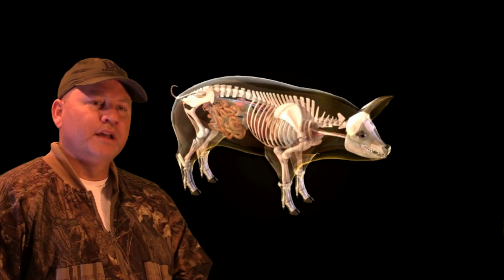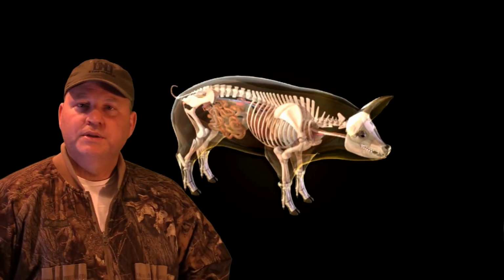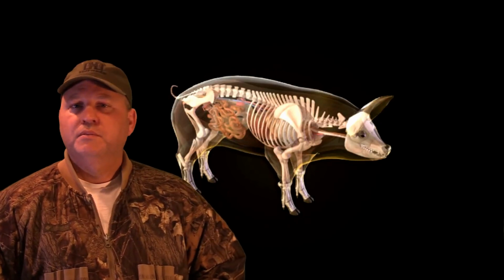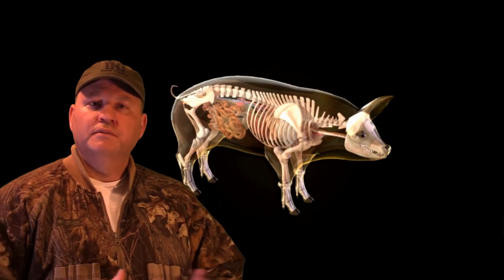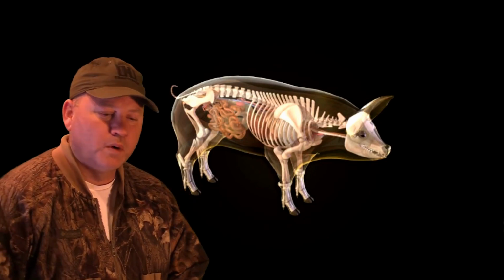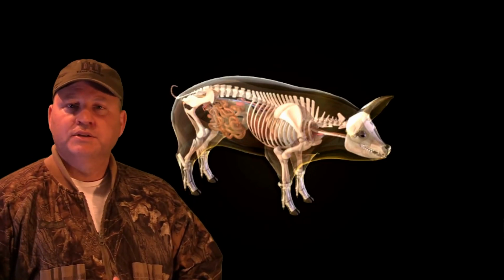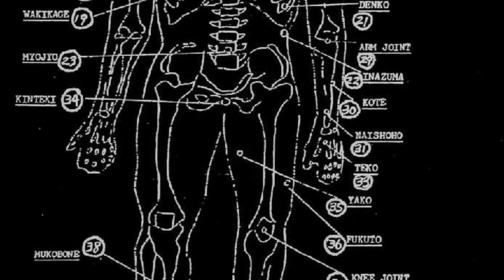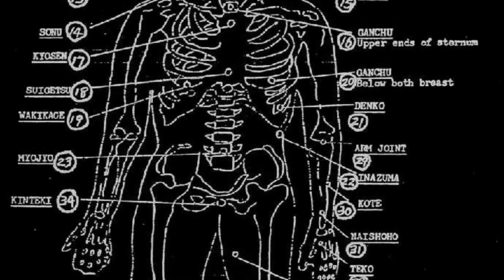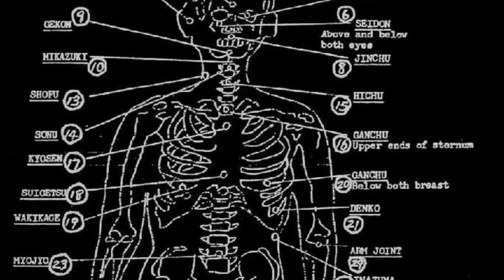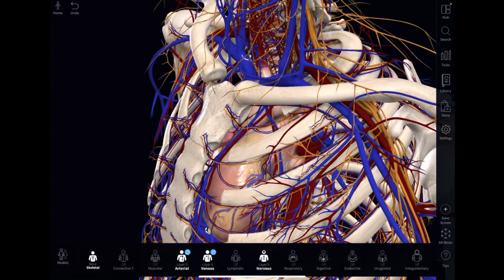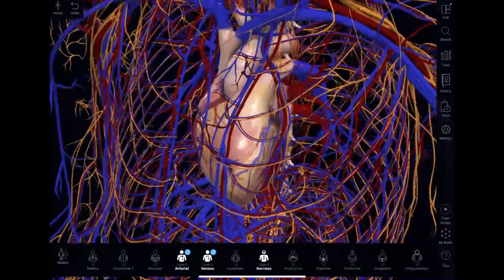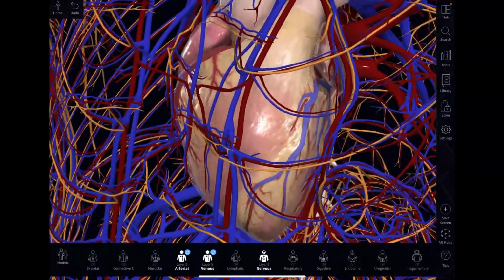Here's another image. This is a 3D image that I found of a hog, and it just gives you a little bit better view of where the nerves, the arteries, the organs are, and the spine. I hope this is helpful for somebody out there. This is basically designed for the new hog hunter that doesn't know and has been hunting deer their whole life and has been taught to take that shot behind the shoulder. That's the wrong thing to do on a hog.